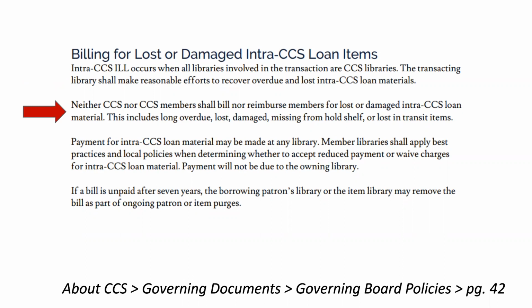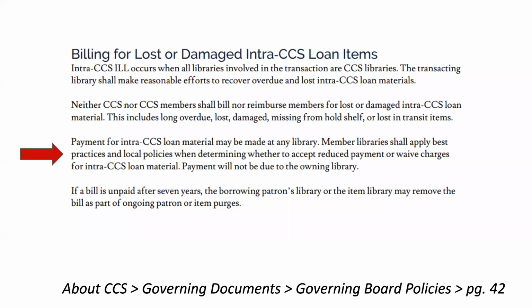Now, our policy states that neither CCS nor CCS members shall bill nor reimburse members for lost or damaged intra-CCS loan material. I know some libraries refer to their patrons as members, so I do want to just clarify here that when our policy references members, it refers to libraries as members of CCS. This part of the policy is saying that libraries will not invoice one another or send reimbursement to one another for materials. So CCS libraries do not send money back and forth for items.